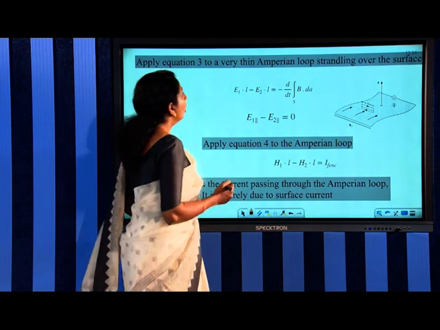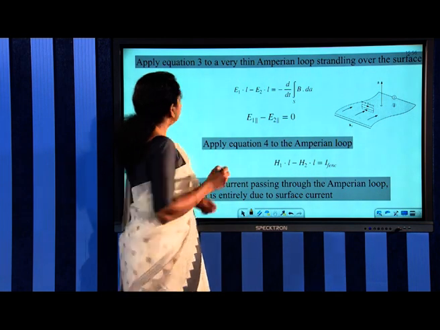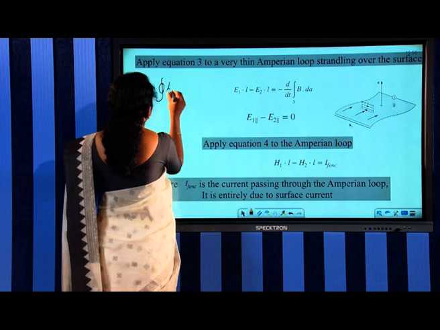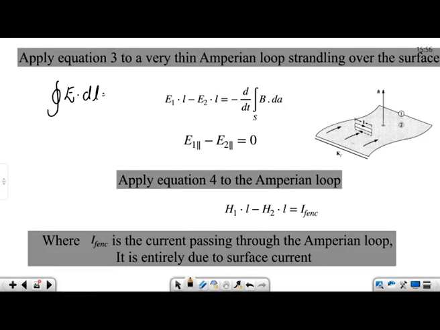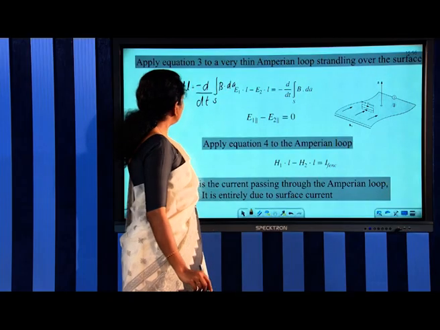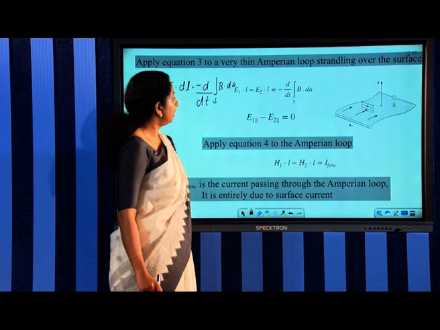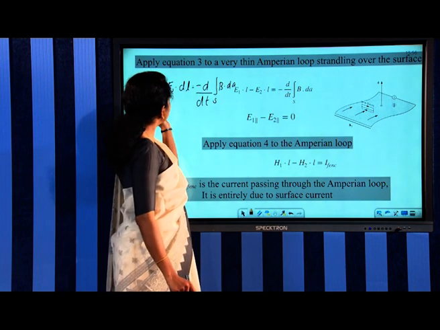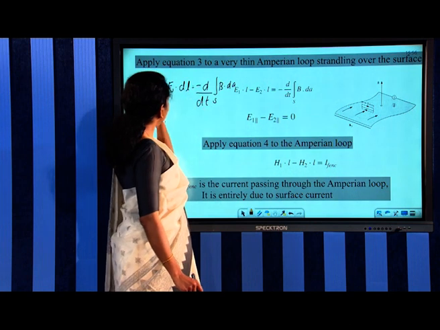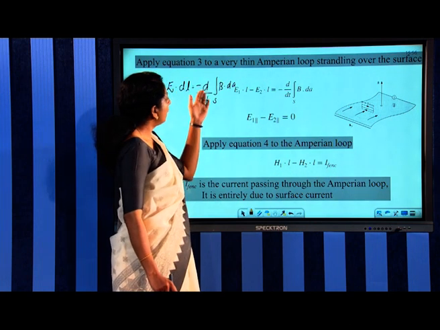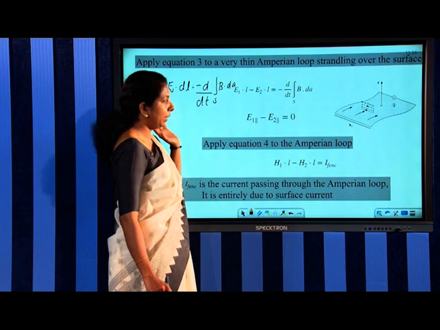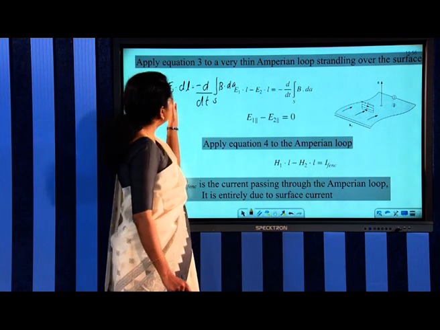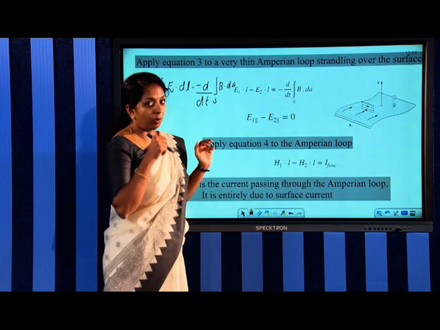Next we are going to apply equation 3, that is integral over closed loop E dot dl is equal to minus d by dt of surface integral B dot dA. This is our Faraday's law, that is del cross E is equal to minus del B by del t. We have expressed it in terms of integral form. So, integral over closed loop E dot dl is equal to minus d by dt of surface integral B dot dA. In order to apply that Faraday's law, we need a closed loop.